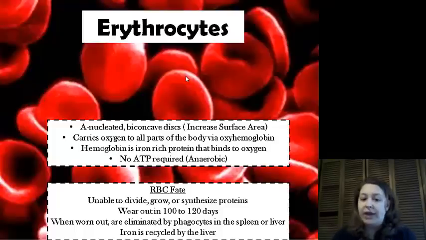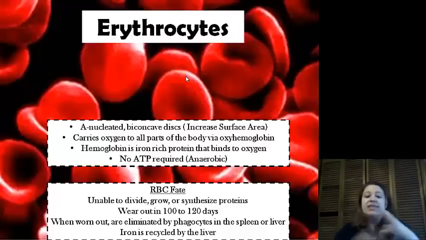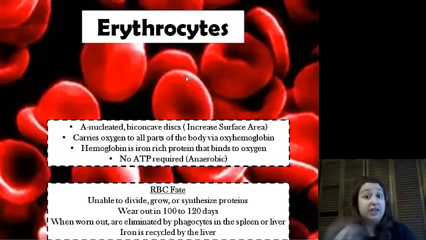Once they are worn out, we have phagocytes in the spleen and liver that actually eat the damaged red blood cells and recycle the iron in the liver. Remember, phagocytes use phagocytosis, which is to eat or bring in the damaged red blood cells to be able to recycle that iron.